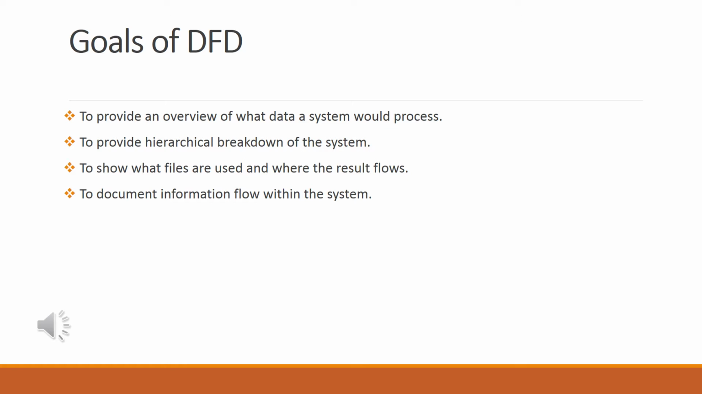Then the third goal is to show what files are used and where the result flows. That means from where the files are coming, from where the input is coming, what is the source of this input, and from where they are stored into the database, or where the result is going and being stored. Then the fourth one is to document information flow within the system. That means whatever process is going on, the designers or the analysts maintain proper documentation for that.